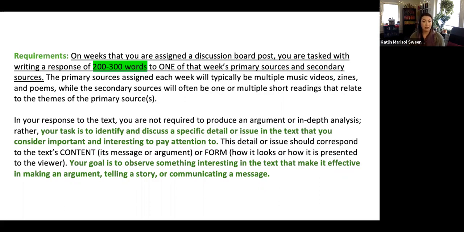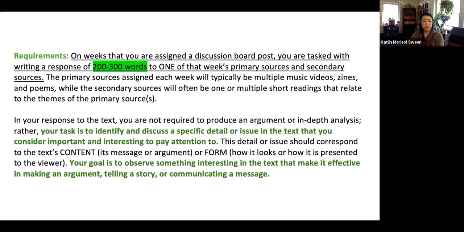All right. Again, you'll typically have a range of things assigned for the week. You're not writing about one primary and one secondary. You are writing about one text. It could be a primary, it could be a secondary. In your response to the text, you are not required to produce an argument or in-depth analysis. If you give me that, that's awesome, but I'm not looking for it. Rather, your task is to identify and discuss a specific detail or issue in the text that you consider important and interesting to pay attention to. So one critical detail that you are honing in on.